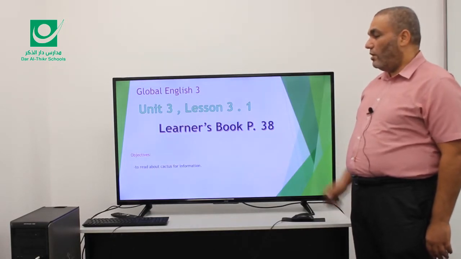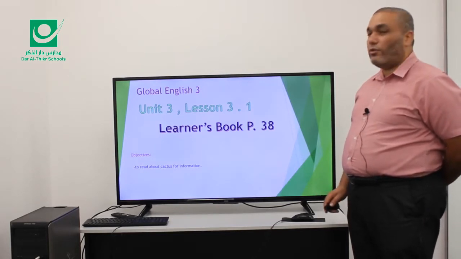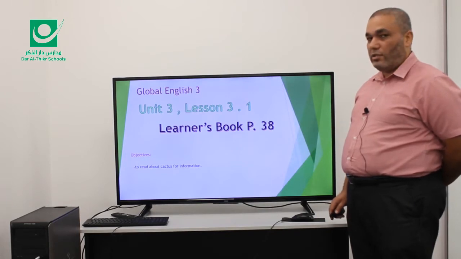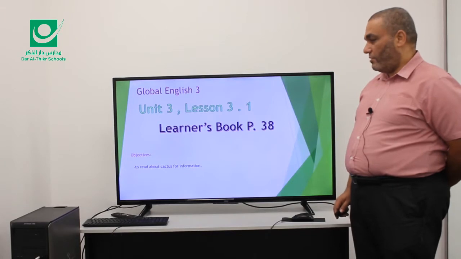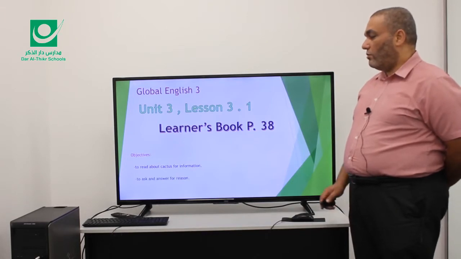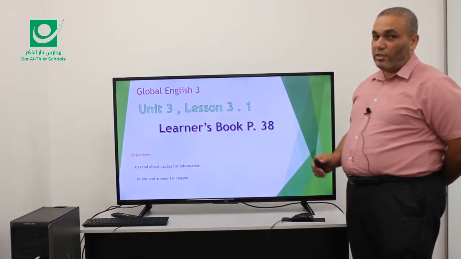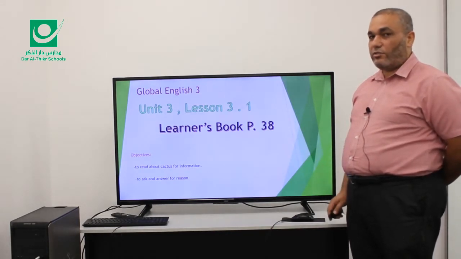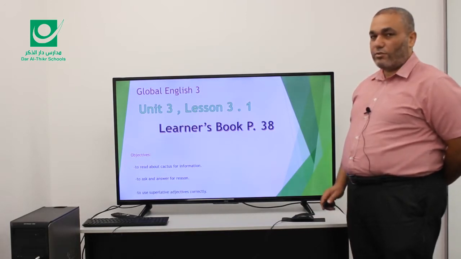Number 1, by the end of the lesson, you are expected to read about cactus for information. So you read for information, then answer about the text. Number 2, you're going to ask and answer for reason. You ask using why and the answer using because. Number 3, we are going to use superlative adjectives correctly. Okay, let's start the lesson.